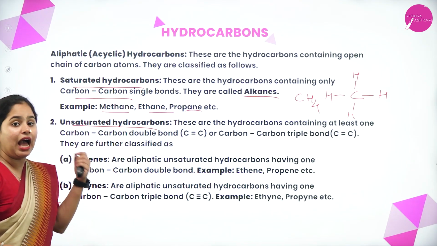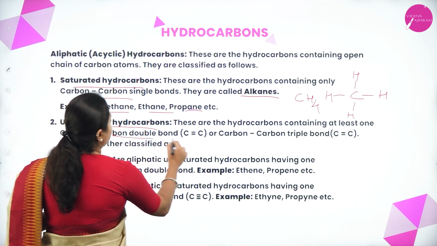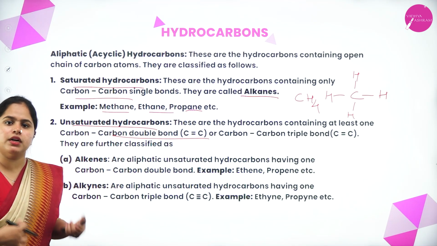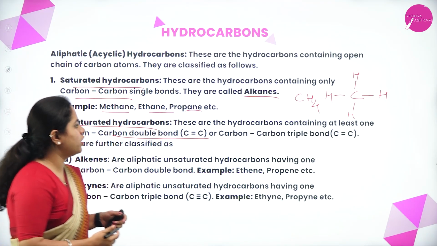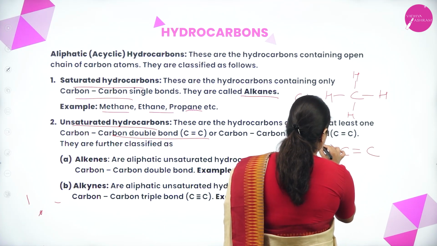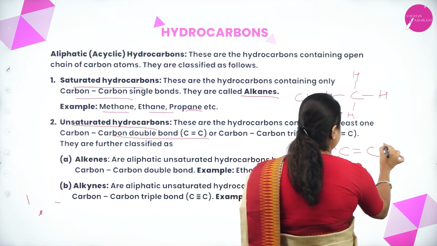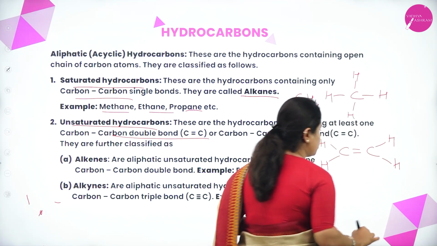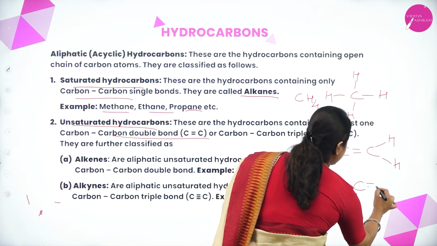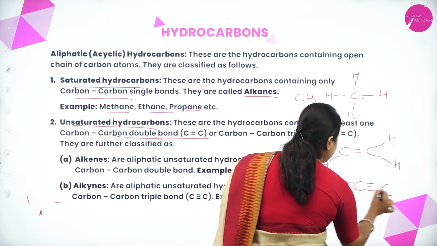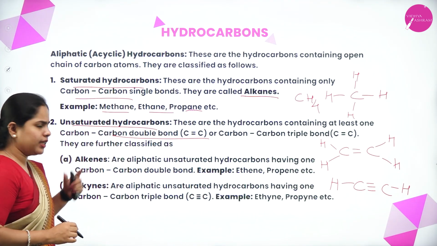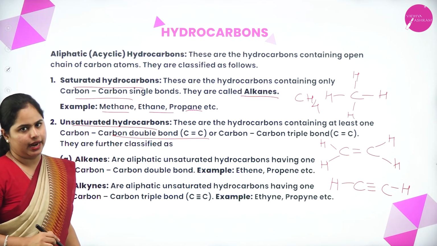So the first one is alkenes. Alkenes contain a carbon-carbon double bond, and alkynes contain a carbon-carbon triple bond, right? For example, let's take the first alkene, that is ethene, CH2=CH2. This is ethene, and another unsaturated one is alkyne, right? The first one is ethyne. Okay, now that is about alkenes and alkynes.